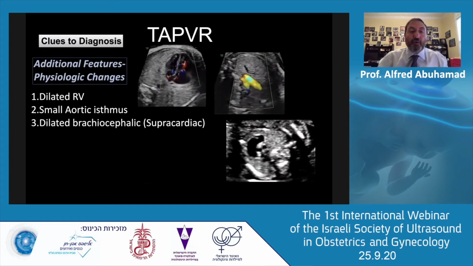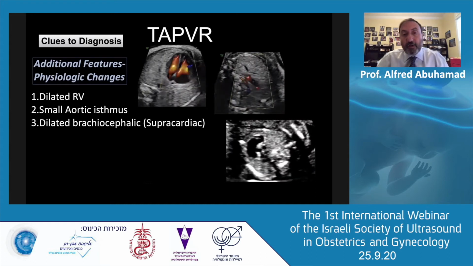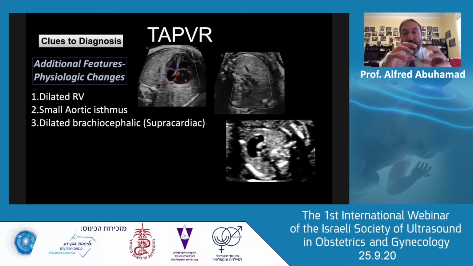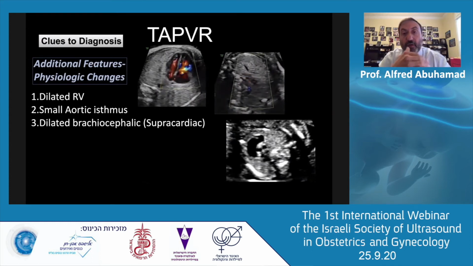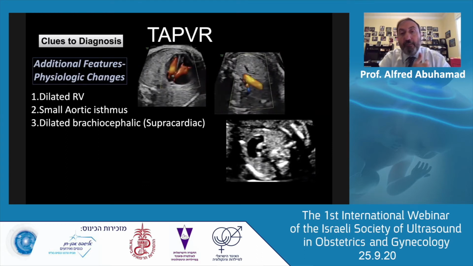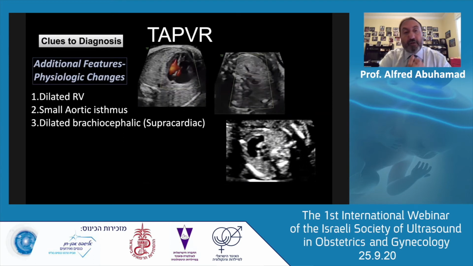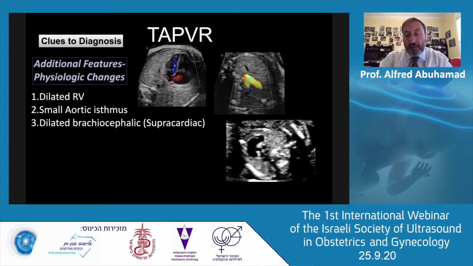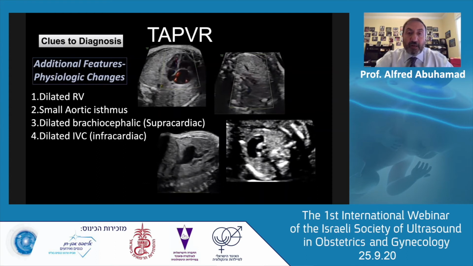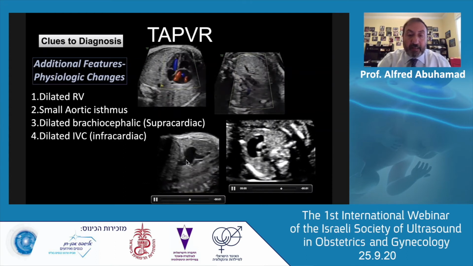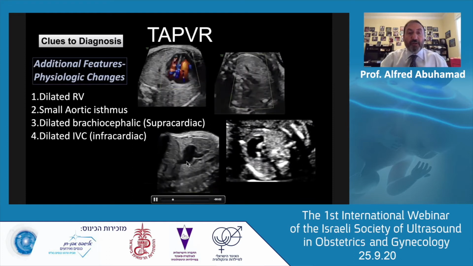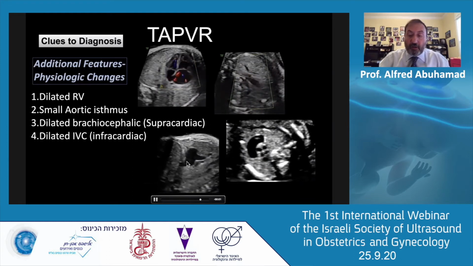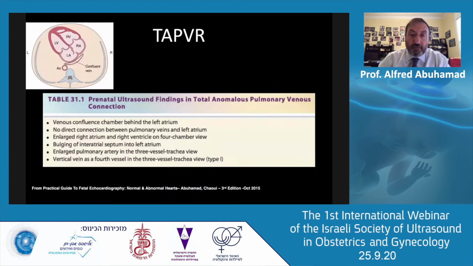And if you have the supracardiac type, which is the most common, you will have a dilated brachiocephalic vein because, as I have indicated, the blood goes from the confluent vein up through a vertical vein to the brachiocephalic to come down through the SVC. And if you have the infracardiac type, you will have a dilated IVC, as you see right here. So these are the important features physiologically of the total anomalous pulmonary venous return.